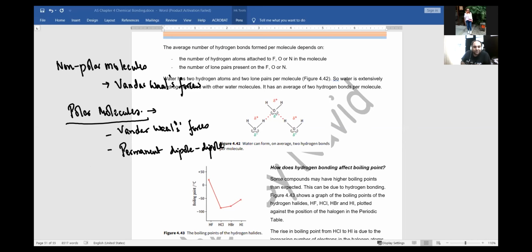Acha. So for polar molecules, we have Van der Waals forces, which are always present in all types of covalent molecules. And then especially we have what? Permanent dipole-dipole. And under certain circumstances, they can also have hydrogen bonding.